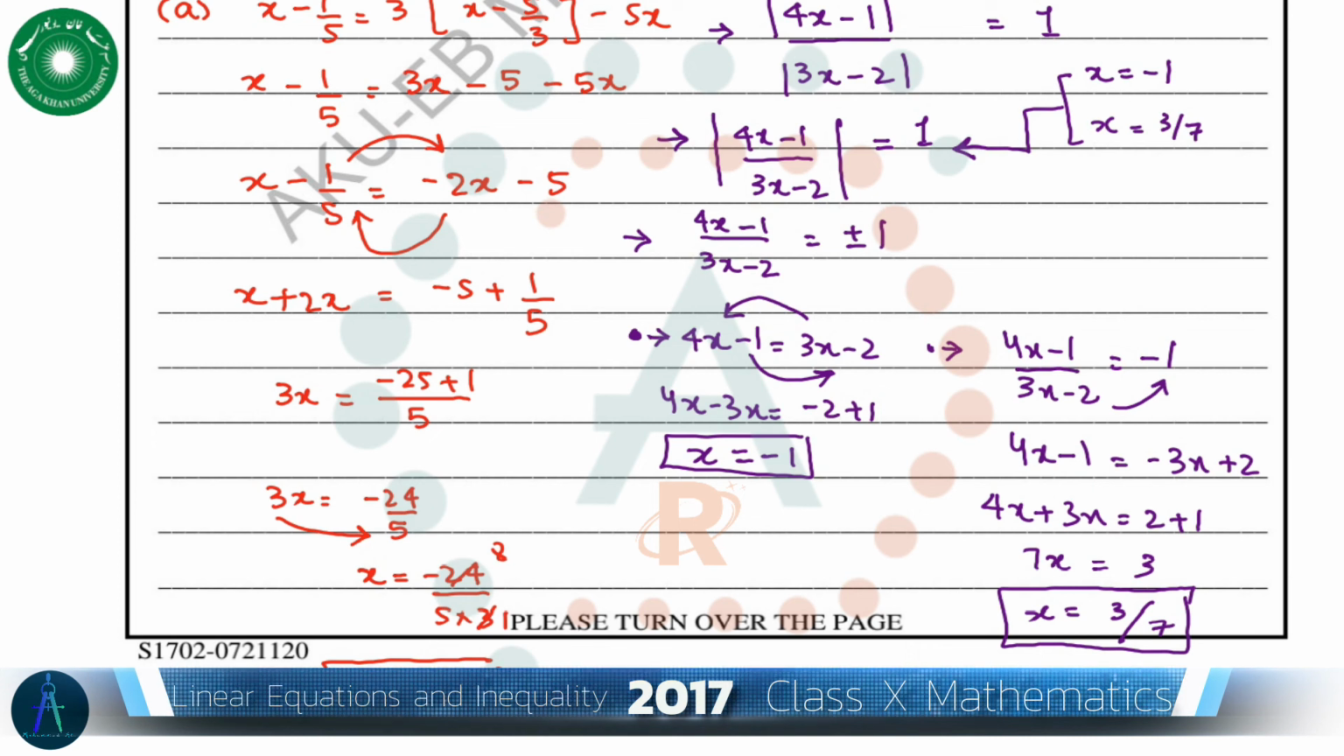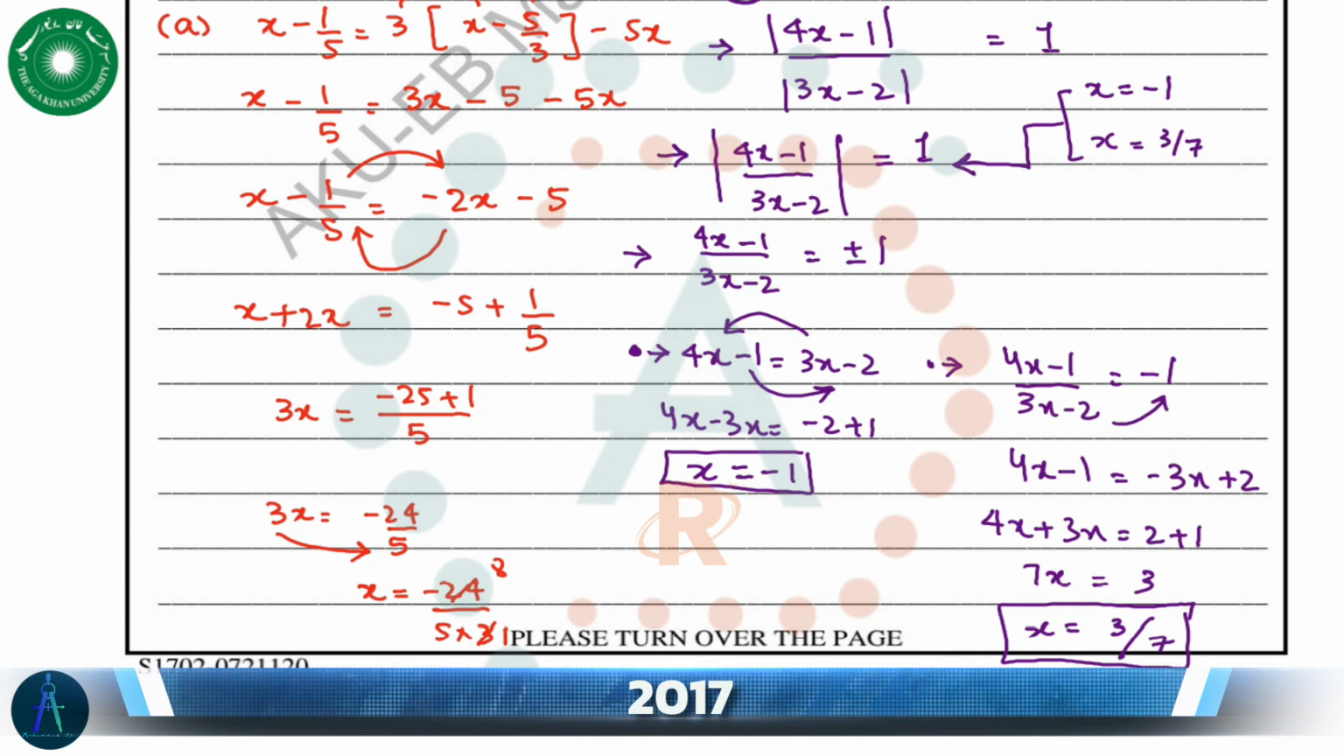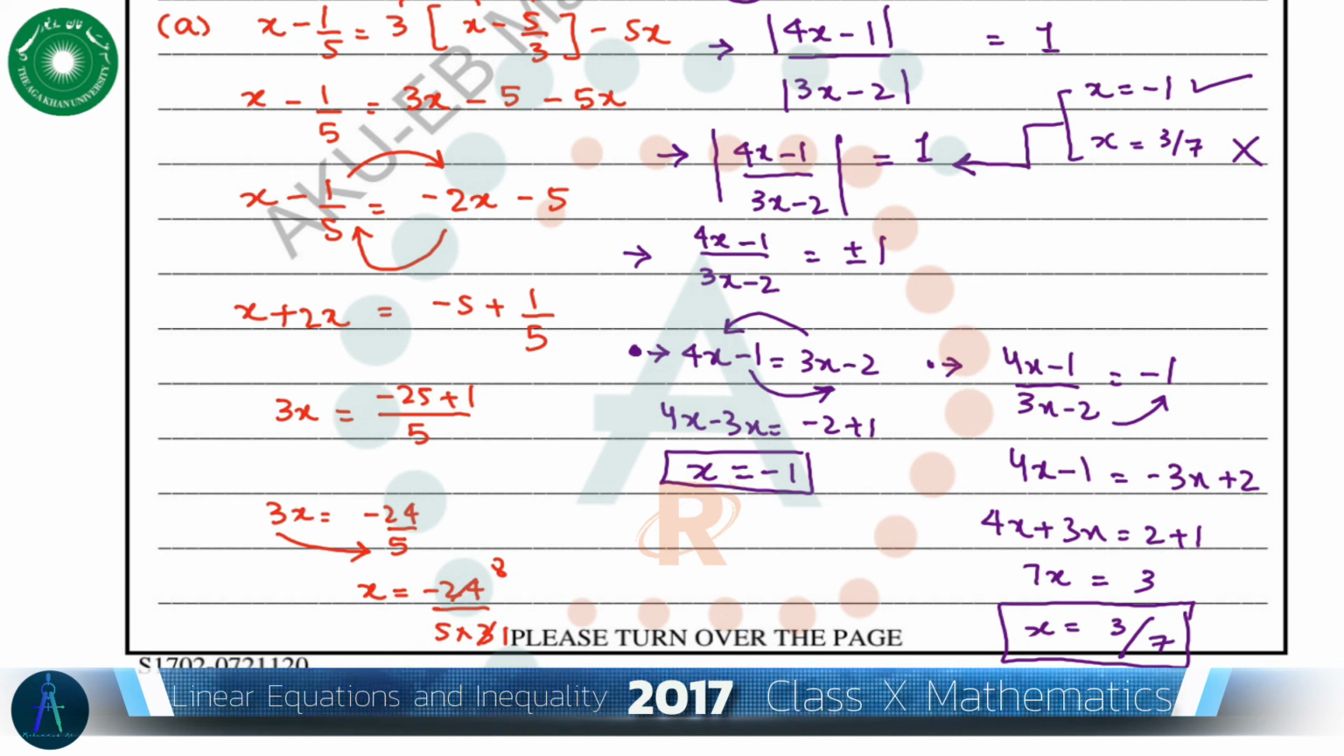So after verification, the second value of x does not verify the equation, and this value of x verifies this equation. So finally the solution set of our question will be equals to x equals minus 1.